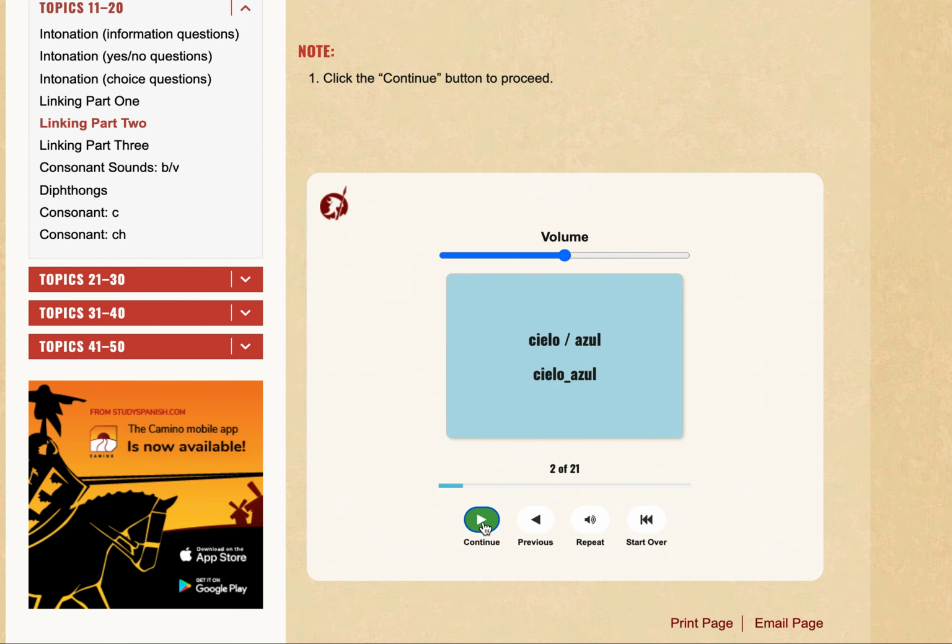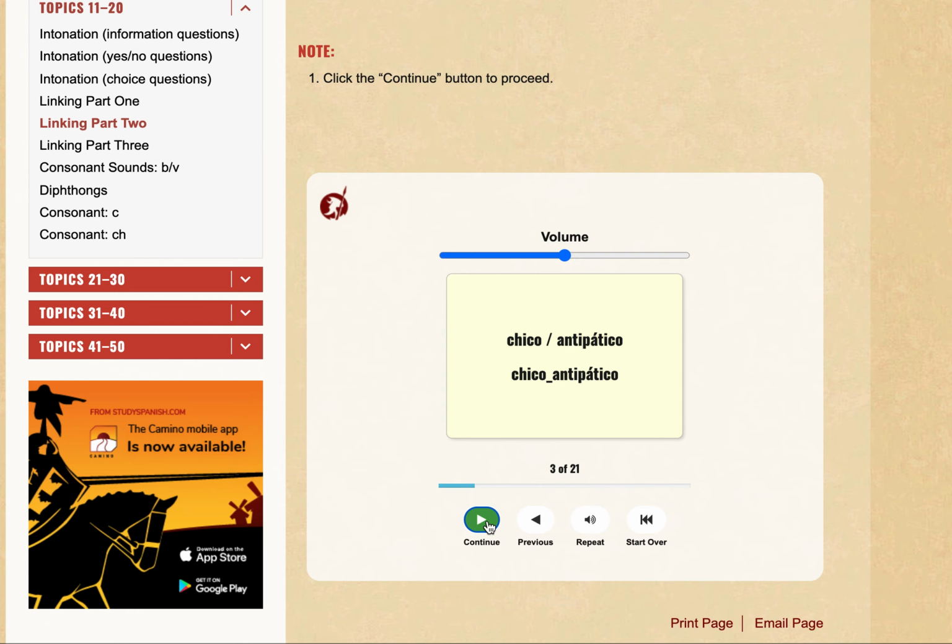Cielo azul, cielo azul. Cielo azul, cielo azul. Alright, so obviously the last letter is O, it's a vowel, and A is also a vowel. So cielo azul, cielo azul.